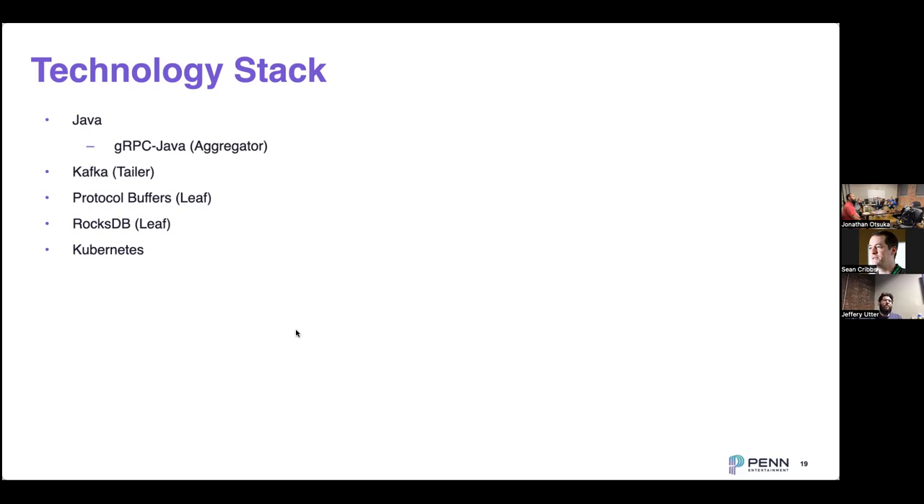But anyway, we're using Kafka for the tailer. All our data pretty much end to end is stored in protobufs. The clients use GraphQL, but after that, everything internal is in protobufs. We use RocksDB to store the data in the leaf. And then I mentioned Kubernetes. That's really important for the developer ergonomic side of things, which we'll get to in a moment as well. The tailer is a Java thing that's reading from Kafka.